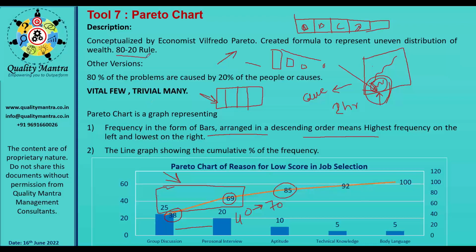80-20 is just a rule of thumb. It doesn't mean that every time 20% of the categories is going to give you 80% of the result. It is not going to happen in the practical world. But here you can see only 40% of the categories, that is these two categories, out of 5, 2 means 40%, giving you 70% of the results. So if you focus on the 40%, you will get 70% of the results.